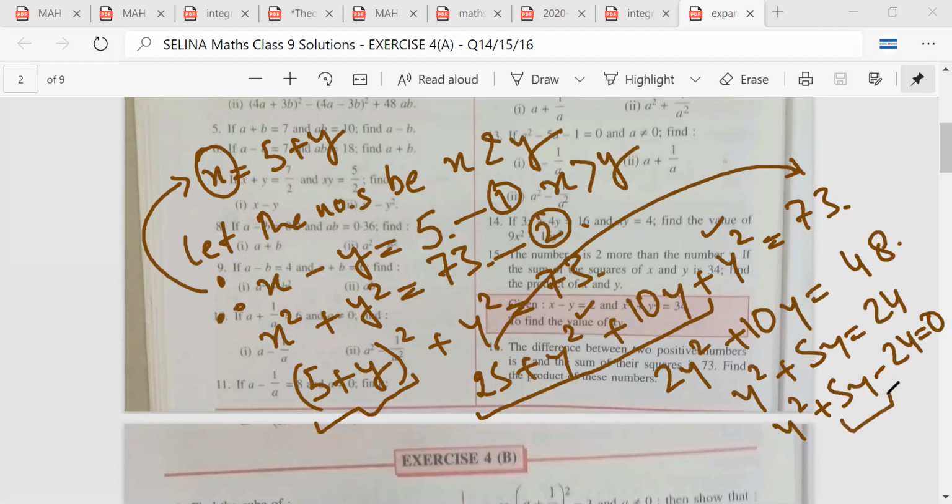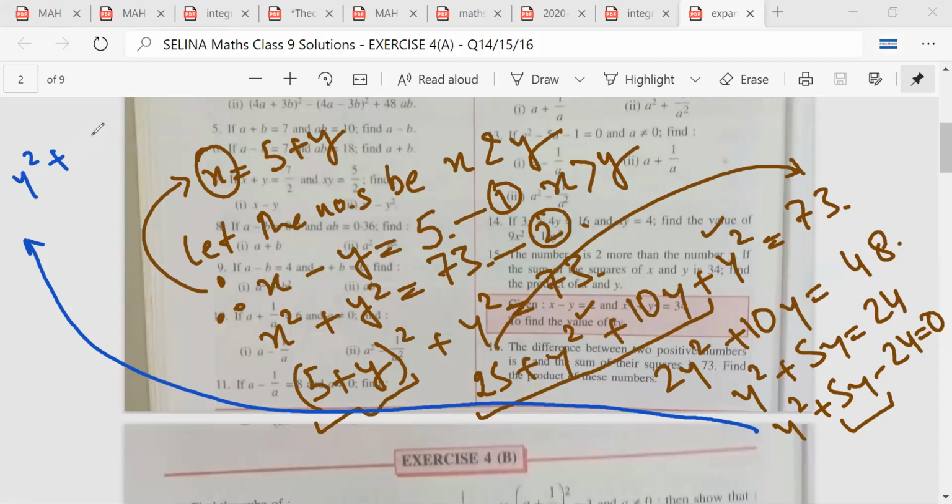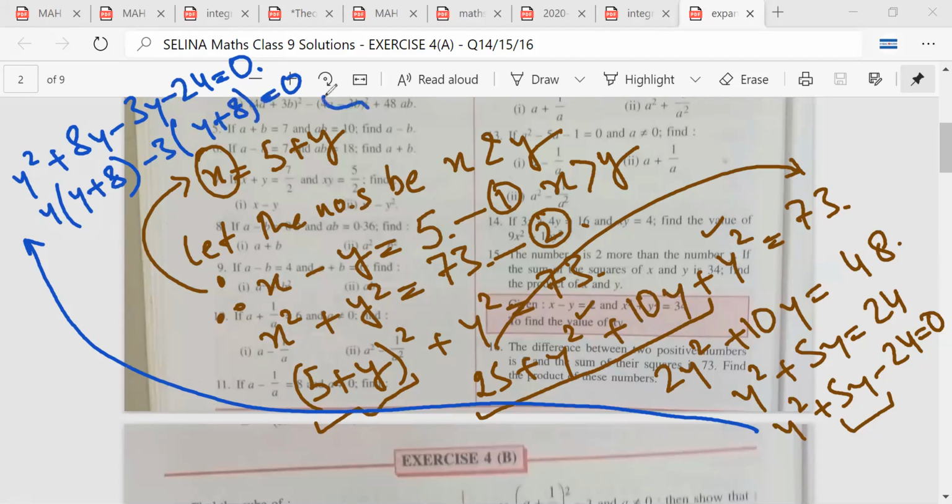So how can I split this middle term? 5y as 8y minus 3y. Mr. Rudra, this will be equal to y square plus 8y minus 3y minus 24 is equal to 0. Any doubt? No, sir. So y plus 8 into y minus 3 is equal to 0. So the values of y would be equal to 3 and minus 8. Any doubt about this? No, sir. So 3 and minus 8.